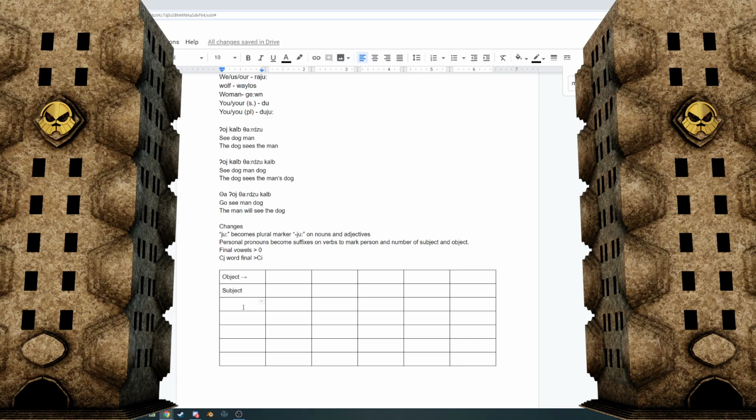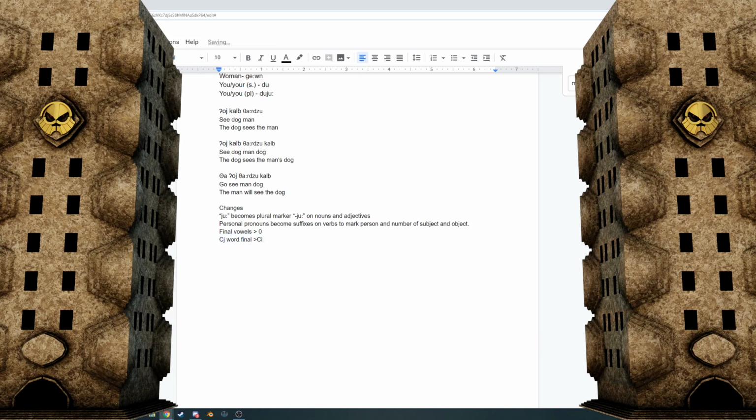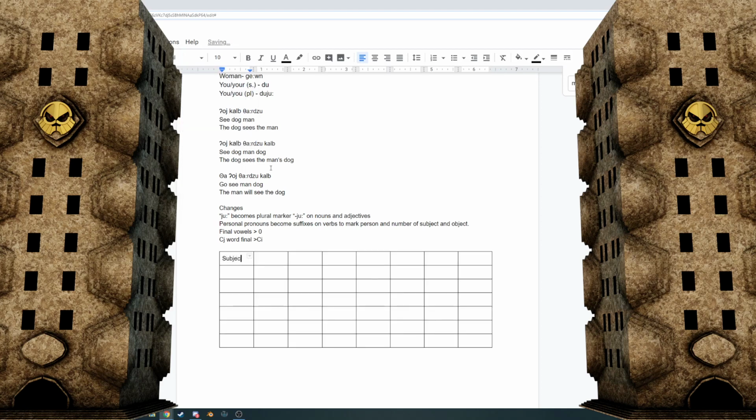So we're gonna have 1, 2. Darn it! I need another row. Can I insert another row? Hate this. 2, 3, 4, 5, 6. It's not even big enough. It needs to be 7 by 8. Okay. Table. 8 by 7, I guess, yeah. Okay. Subject.